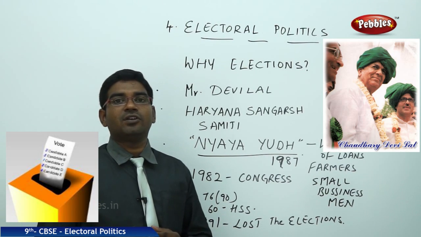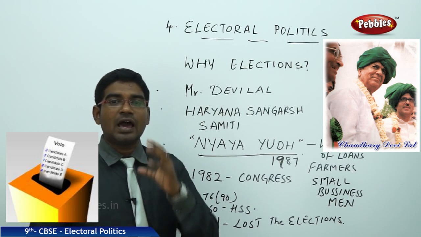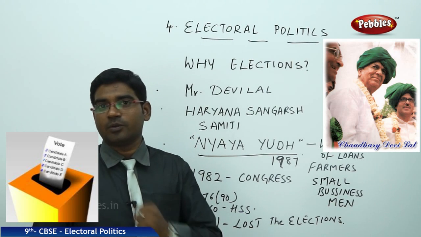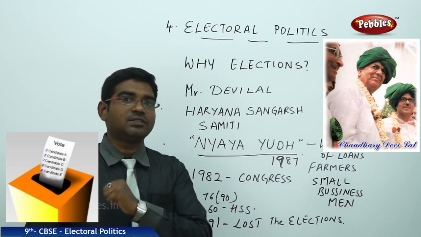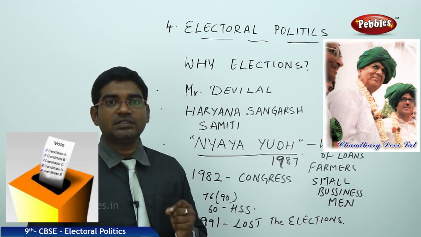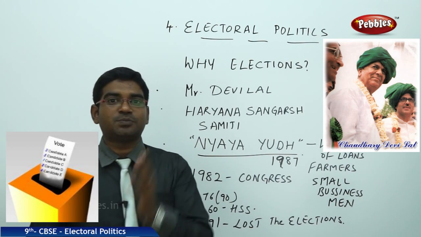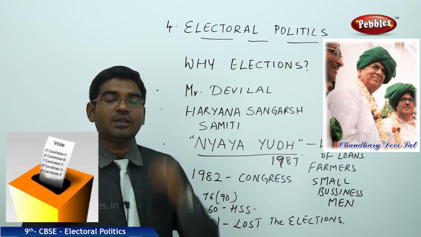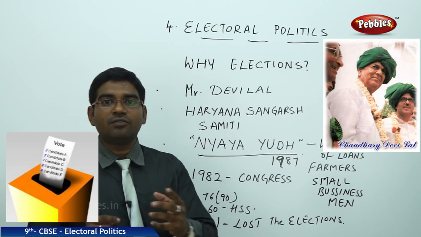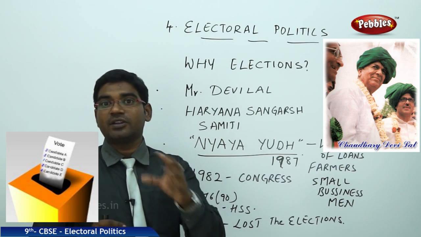When he started the movement of Naya Yudh, it means he understood the people are not happy with the existing system of rule, with the government's policies. So when the people are not happy with the government policies, he decided to encash them and turn them towards his political party by assuring the people that he would do justice to them and live up to the expectations of the people at that point of time.